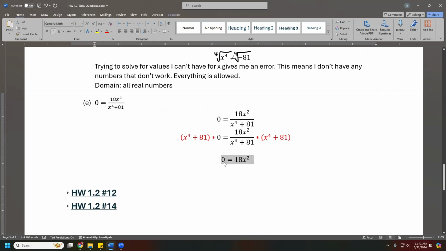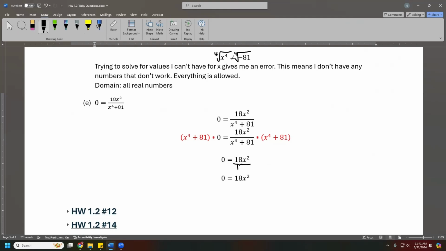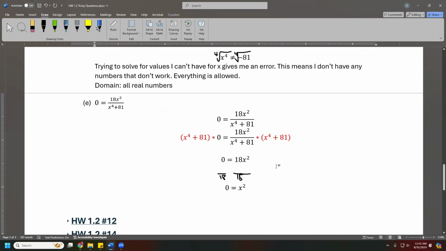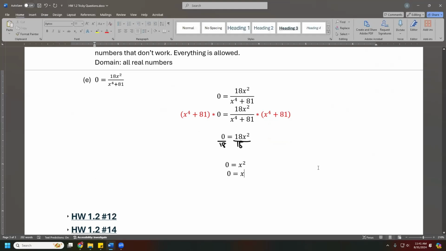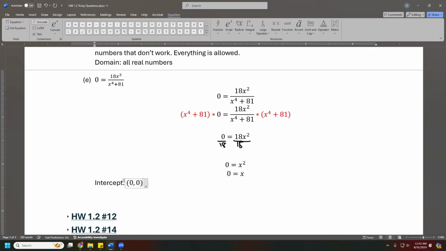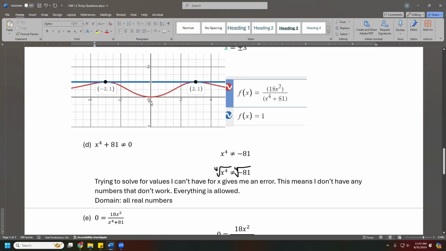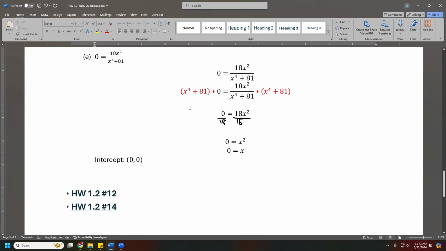The ugly fraction disappeared. Now what I'm going to do is divide both sides by 18. So divide by 18, divide by 18. And when I do that, I get x squared equals 0. Oops, sorry. Because 0 divided by anything is going to end up being 0 still. And now finally, I need to square root. So I'm going to get 0 equals x. So just like we thought, when I plug in 0 for x, it's going to give me 0 out for y. So my intercept is (0, 0). So we saw that on the graph, and you can grab that right away. Or you could do this the long way with algebra.